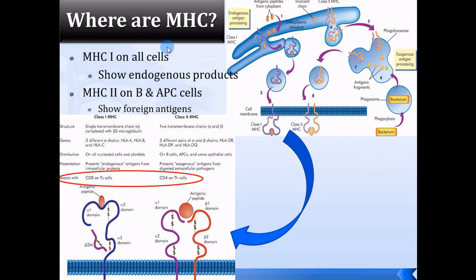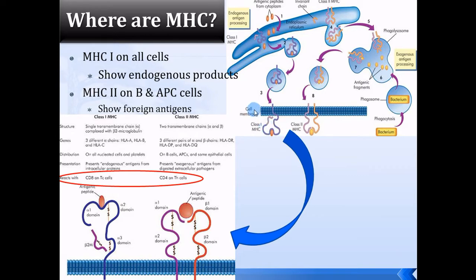MHC1 are on all the cells of the body. MHC1 express endogenous products. So MHC1 will show your genetic code. It says, hey, I'm not only a human, but I'm Shannon's cell. So endogenous products. If a cell in here has a virus, it will say, I'm infected. Kill me, and puts a little label up here. Okay. That one that's infected with the virus may also show an antigen for the virus too. But the MHC1 is just endogenous products. It's telling everybody out there, hey, I'm specifically this cell.